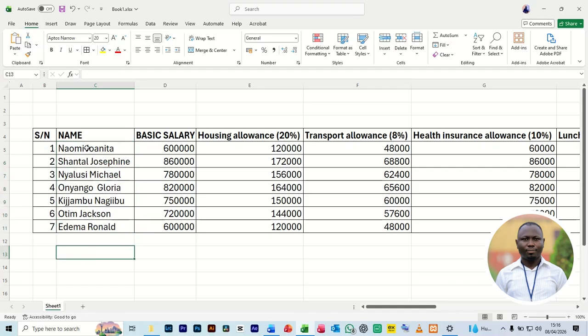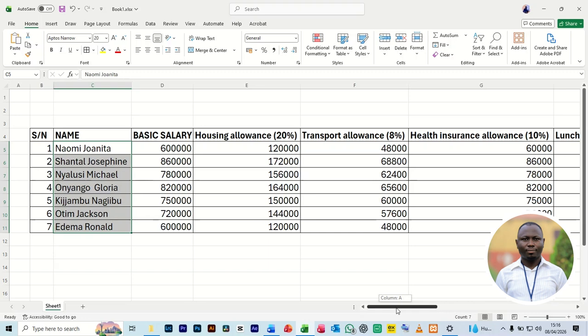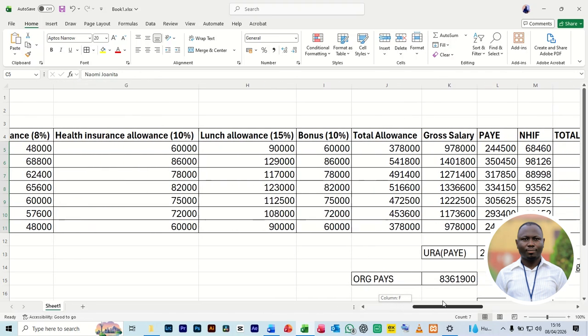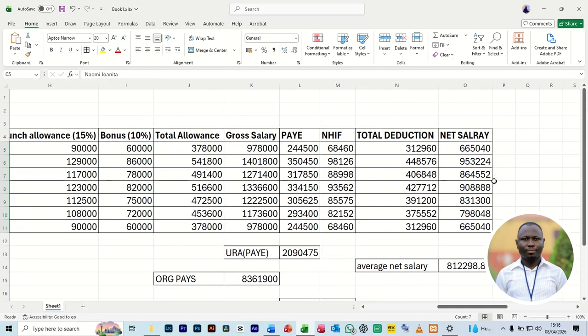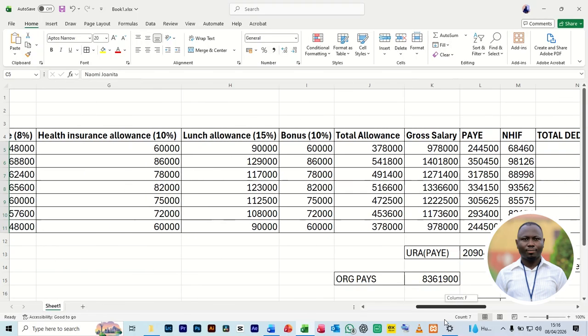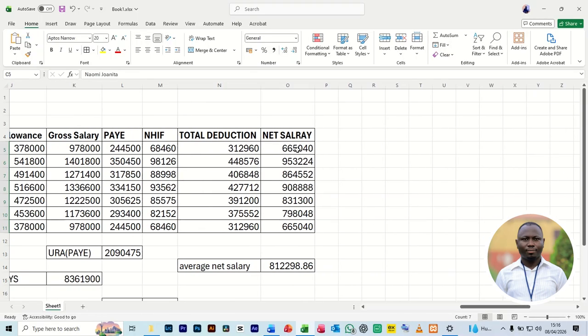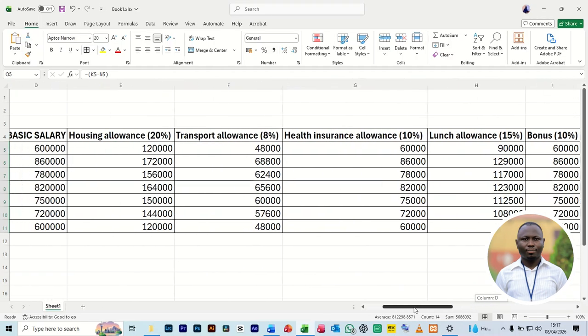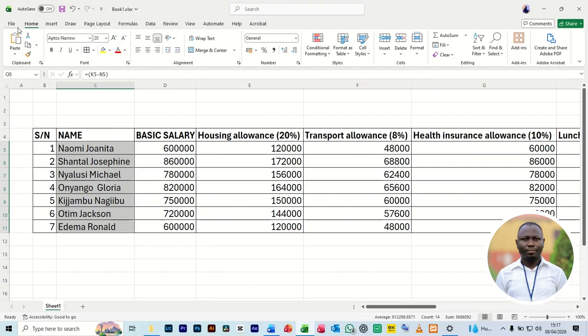From the very first person, all down, you highlight first of all. Then you hold down control, you take your cursor to where we have net salary. Net salary is around here. Hold down control while the names are selected. You also come and select net salary. After selecting it, you can let go of the control key and then you come to insert.